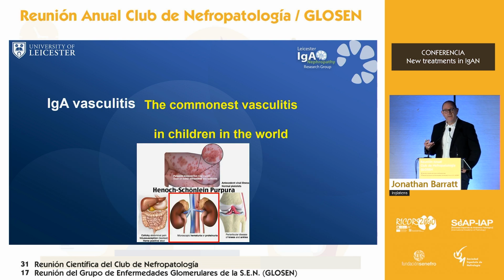IgA vasculitis is a systemic disease with the classical tetrad of a purpuric rash, gastrointestinal involvement, renal involvement, and joint involvement. I'm really going to focus on the kidneys today and not discuss much. I will mention the skin because we've done some research in the skin, but really not touch much on the joint or the gut involvement.